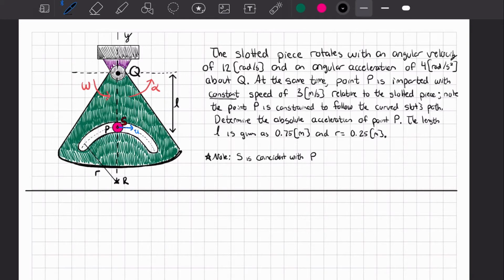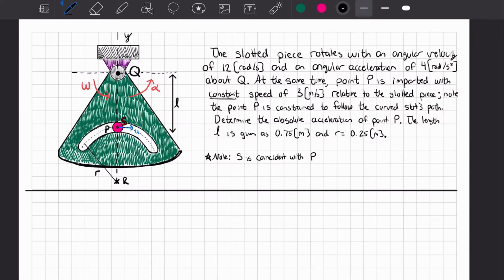Welcome back to another problem. Let's get right into it. So what's unique about this problem is now we will be solving for the kinematics when our reference axes are themselves rotating, where previously we were only using non-rotating reference frames.